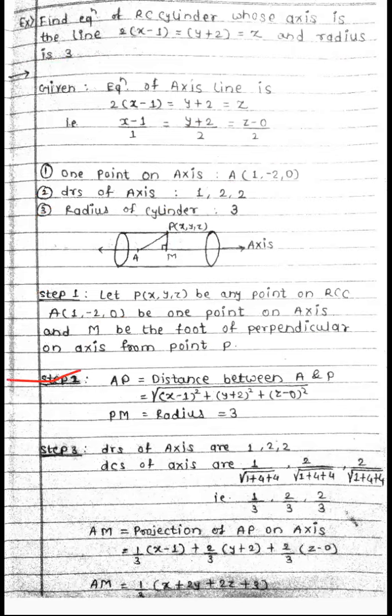Now, in the second step, find AP, that means the distance between points A and P. So use your distance formula to find the AP distance here.